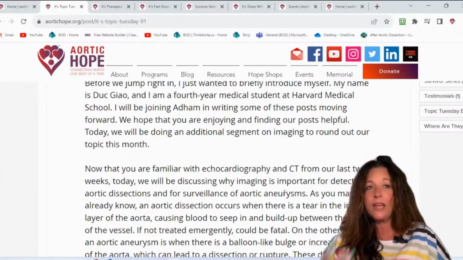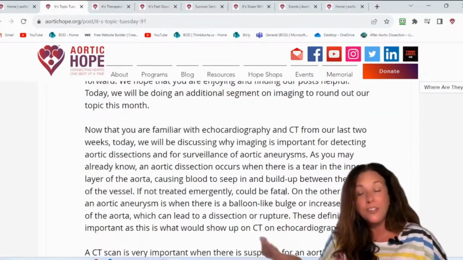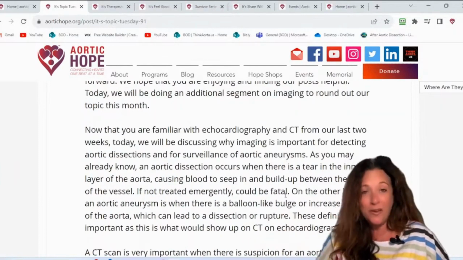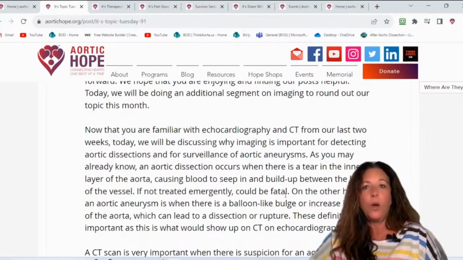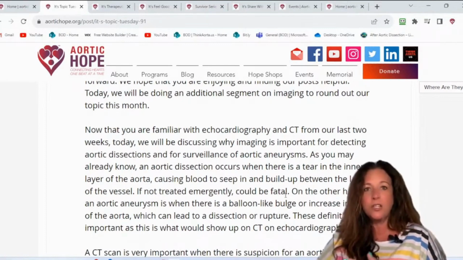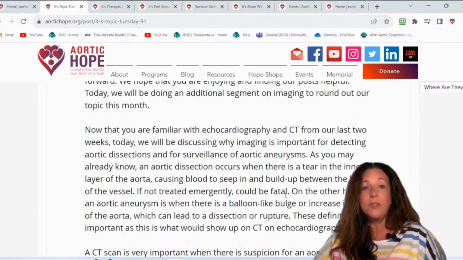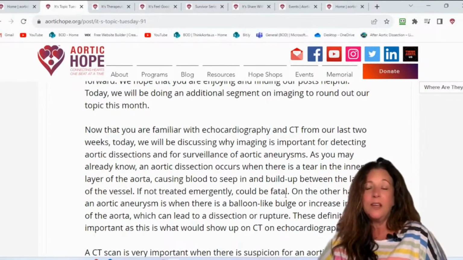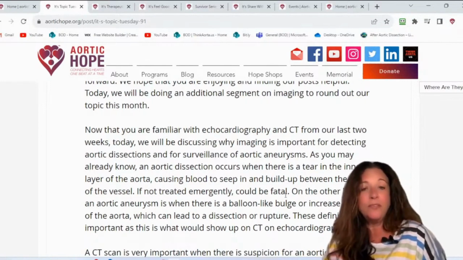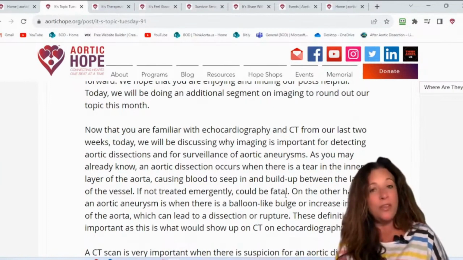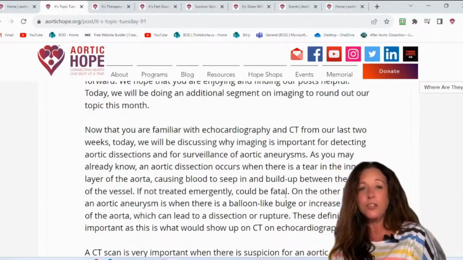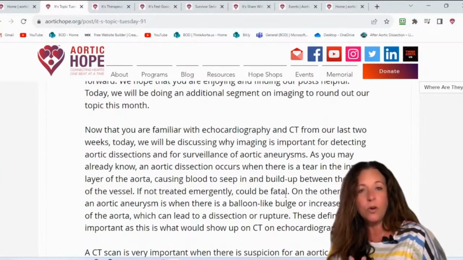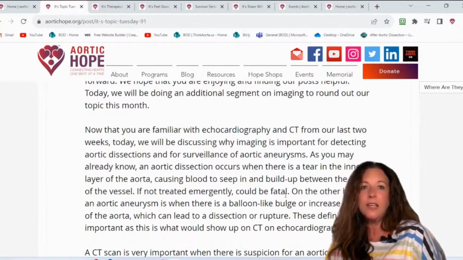and surveilling aortic aneurysms. So as you know, if you're watching this and you've had a dissection, it's kind of like a tear on one of the inner layers of the aorta, and this actually causes blood to seep in between the layers, and that's a problem, especially because then we're not getting accurate and enough blood flow to vital organs, because as you know, the aorta is the superhighway and feeds blood to everything in your body. And if it's not treated immediately or treated urgently, it could end up being fatal.